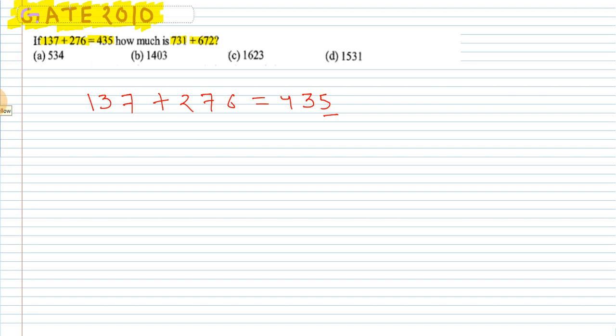So this is a question from coding and decoding, right? What we can do is observe what is happening over here. Let me write what they have asked: 731 plus 672. If you observe these two equations, then you find a trend. What is happening over here?